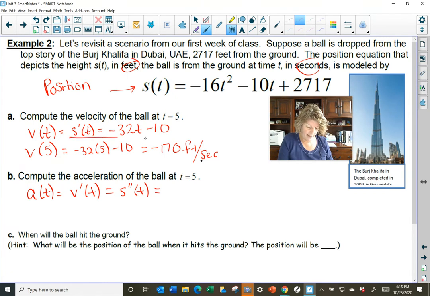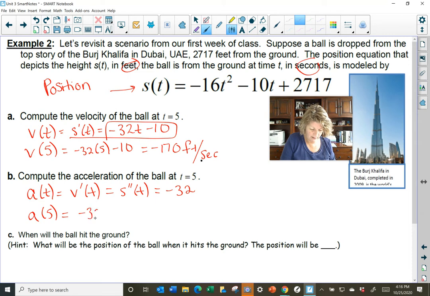And I'm looking back here. I need to take that derivative. That's going to give me negative 32. So at 5, well, at 5, it's still going to stay 32, isn't it? Negative 32 feet per second squared.